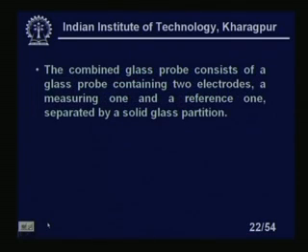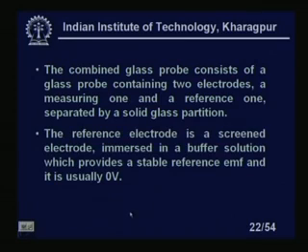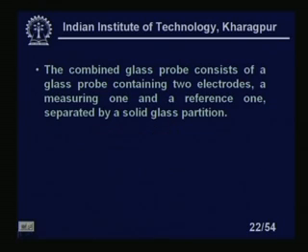The combined glass probe consists of a glass probe containing two electrodes, a measuring one and a reference one, separated by a solid glass partition. The reference electrode is a screened electrode immersed in a buffer solution, which provides a stable reference EMF, and it is usually 0 volt. Let us look at it again.